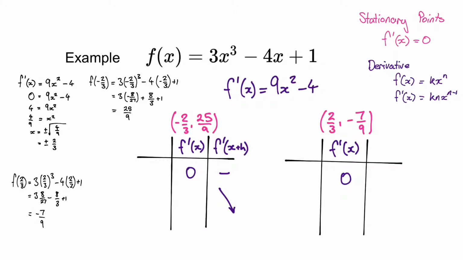Now we need to look at a point that's slightly less than our stationary point. So choosing a nice easy number in this situation would be minus 1. Why? Because minus 1 squared is minus 1 times minus 1, which is just going to be 1. 1 times 9 is going to be 9. 9 minus 4 is going to be 5, so that's going to be a positive. So our graph goes up. So we can already see that our point minus 2/3, 25/9 is going to be a maximal point.